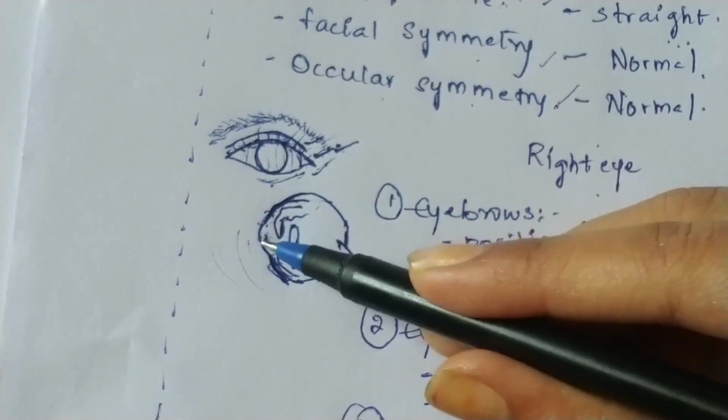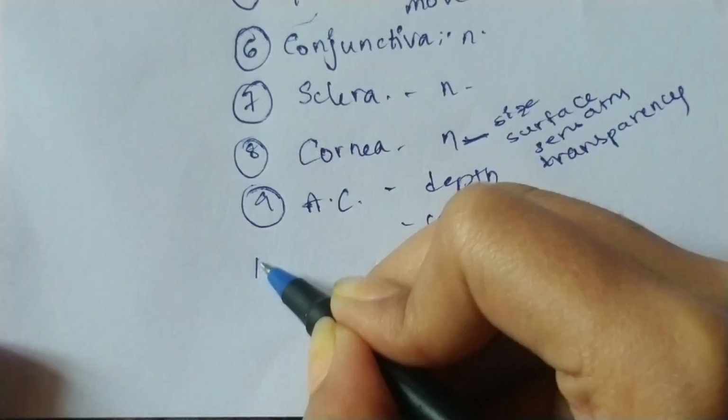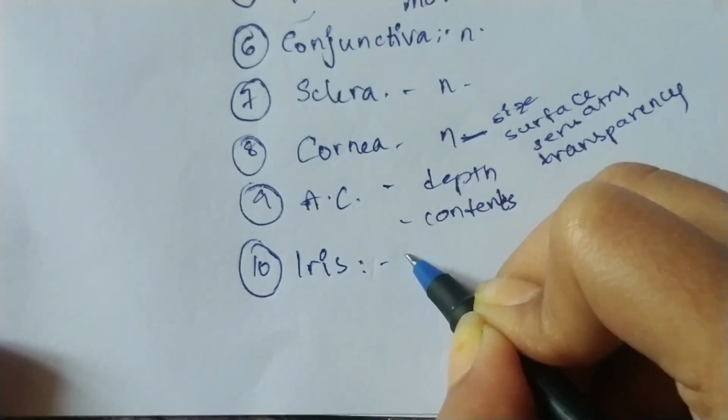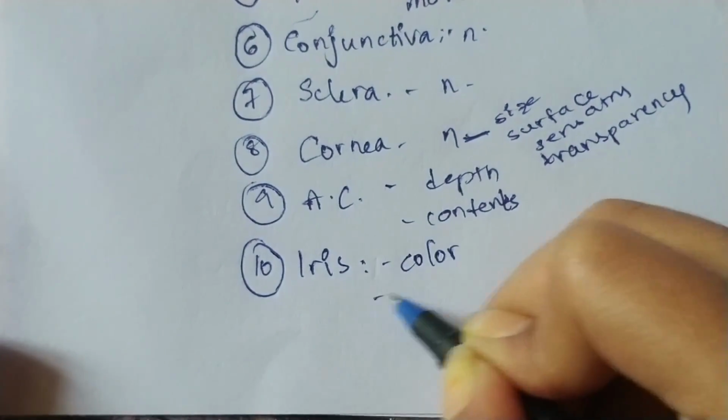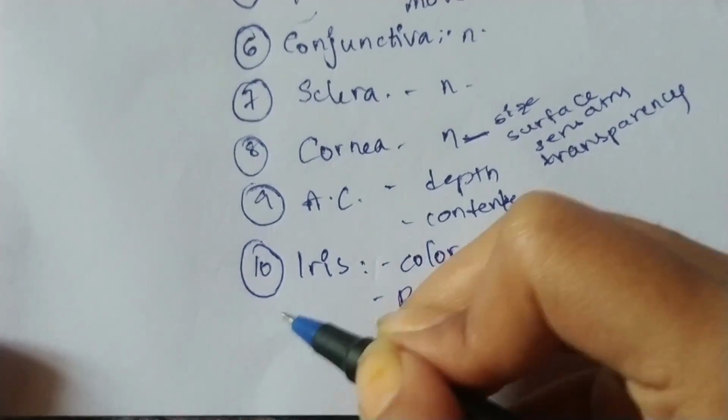And what is behind this? This is iris. We will write it here, iris. What will you see in iris? Color and pattern. What is the color of the iris and what is the pattern of that?